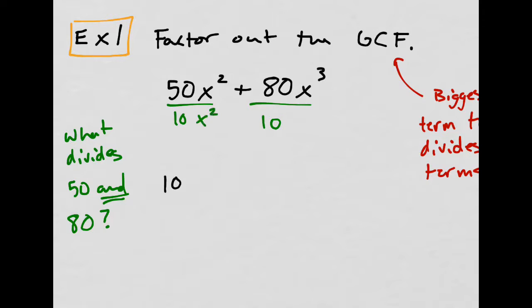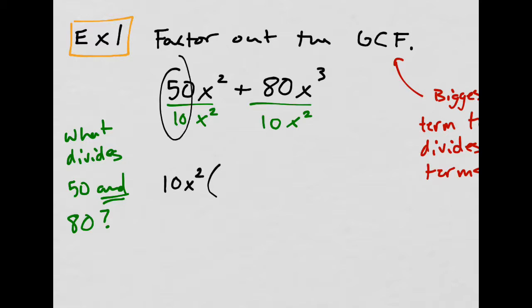It's kind of backwards. You think of the biggest number that goes into 50 and 80, and then you just think of the smallest exponent. Because this has 3 x's, but this one only has 2. So the most I can take out is 2 from here and 2 from there. So I'll divide by 10x squared. So I get 10x squared here.